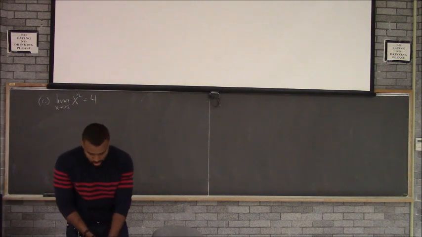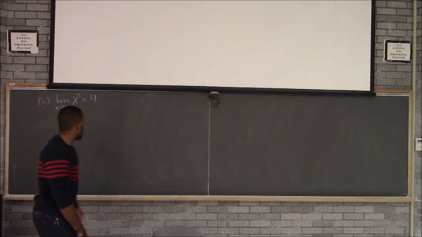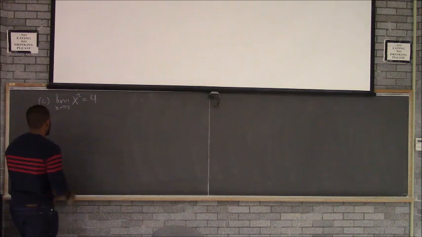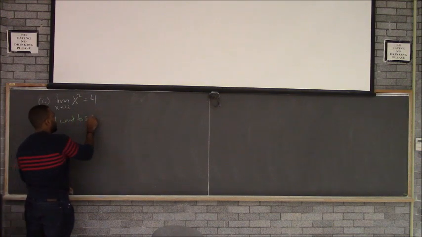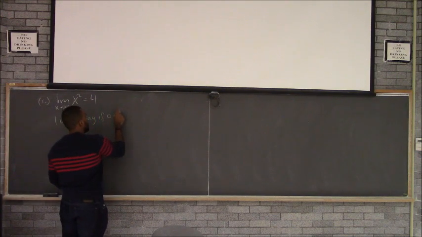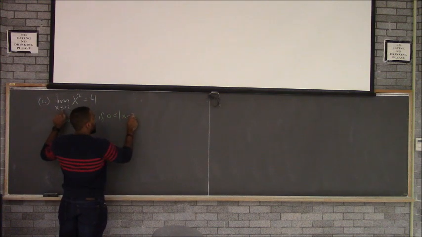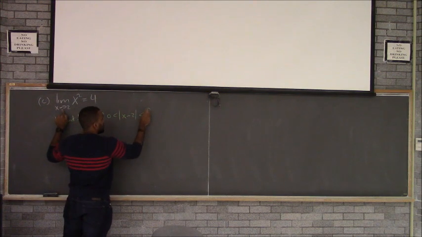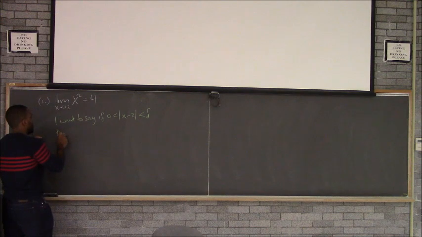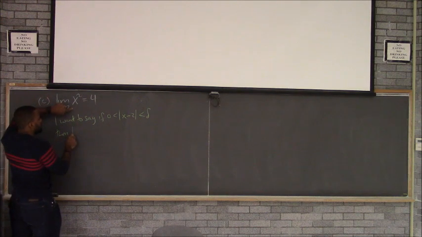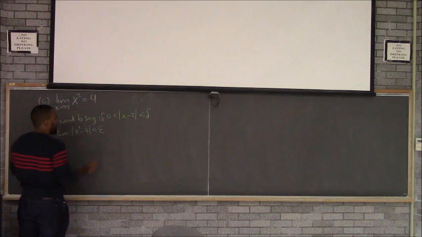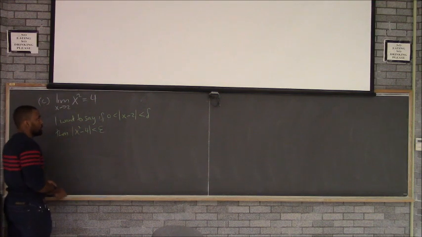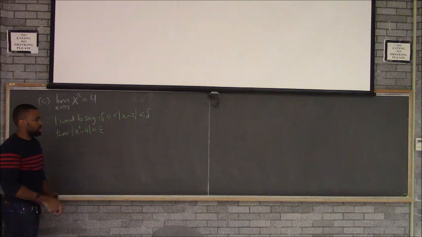So let's focus on the scratch work. I know ultimately what I'm going to want to be able to say: I want to say if the distance between x and 2 is less than delta, then the distance between x squared and 4 will be less than epsilon. That's ultimately what I want to show. Now I need to figure out the delta that's going to make that work.